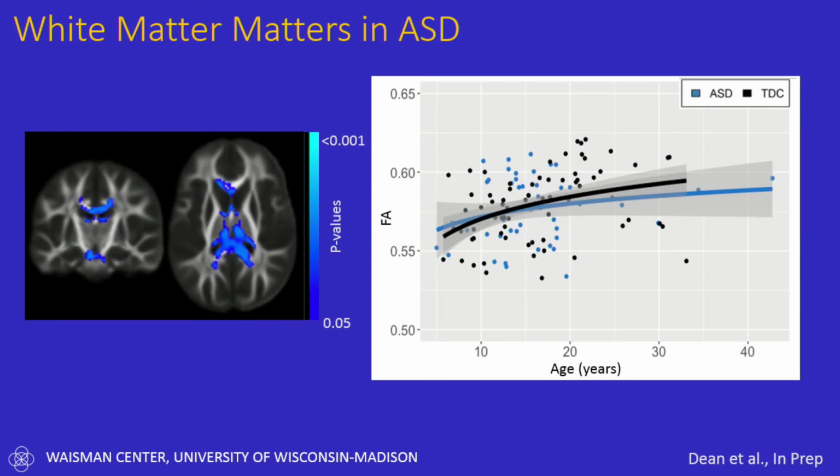More recently, in another cohort of individuals that we've looked at here at the Waisman Center, we've seen very similar trends. Again, we see early on in life that individuals with autism have a higher fractional anisotropy, but over time that pattern changes, and the typically developing controls eventually overcome or surpass the trajectory of the individuals with autism.